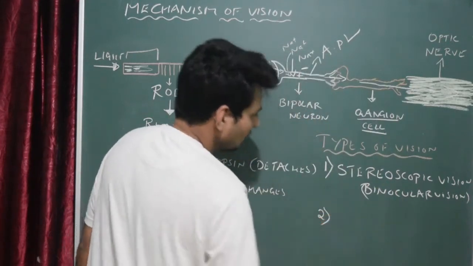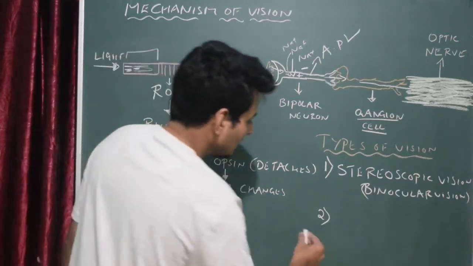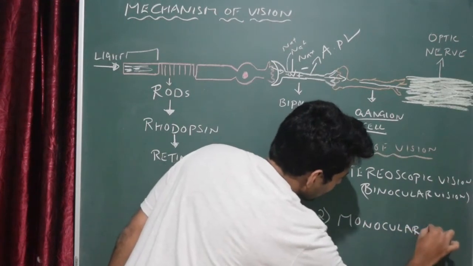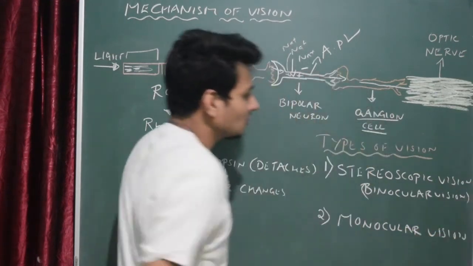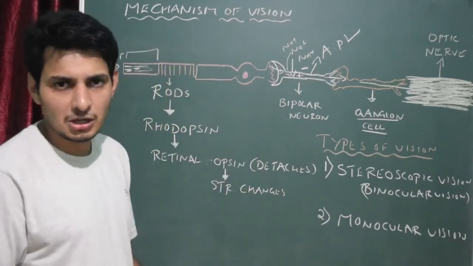The second type of vision is normally seen in animals like the cat. Okay, so that is called monocular vision. So there are two types of vision seen in animals. Stereoscopic vision is very simple, that is binocular vision, very simple.